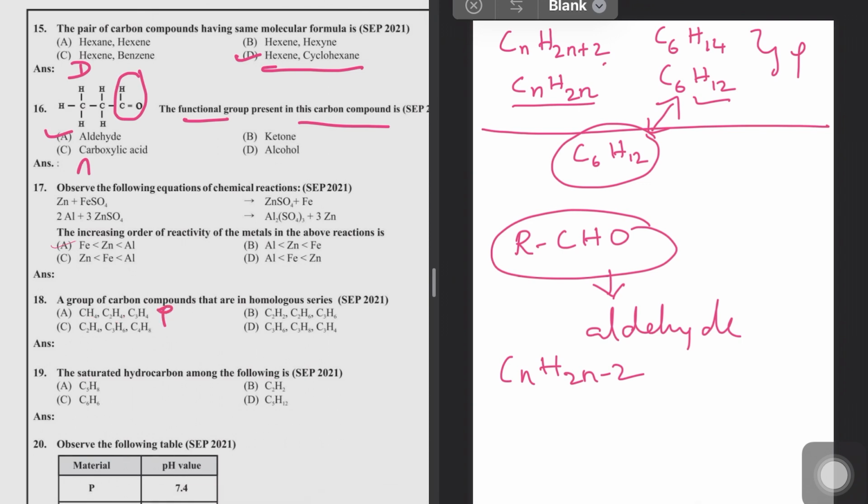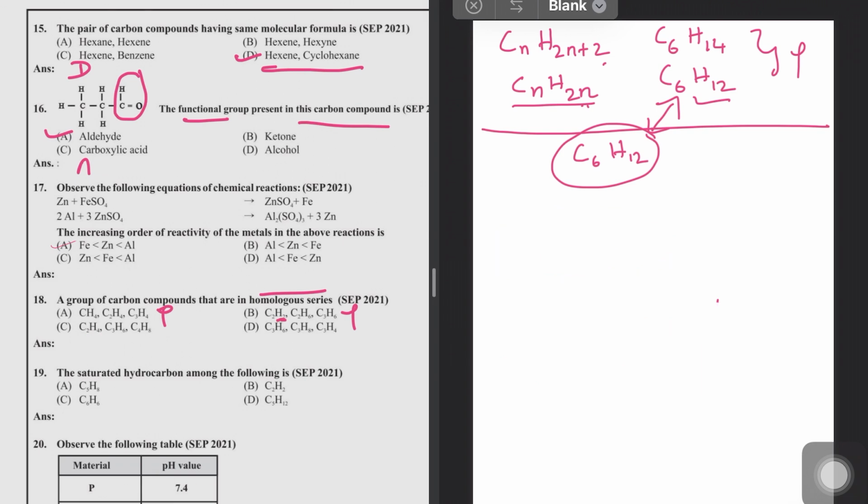Coming to the next one, option B: both are two carbon atoms here, so it becomes CnHn, which has no general formula, so it is deleted. Coming to the third option, we have C2H4, so there is a chance of having CnH2n. Coming to the next one, 3 and 6 are there, so that also is CnH2n. But what is the general formula for carbon compounds in a homologous series?